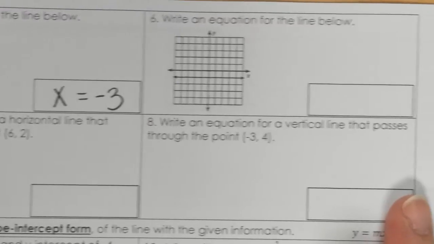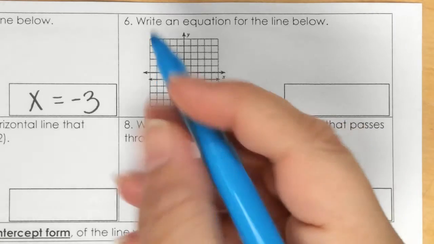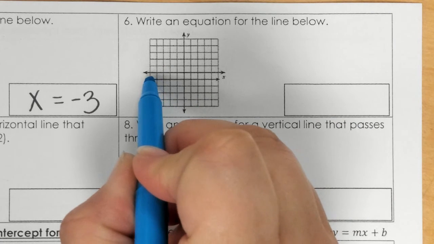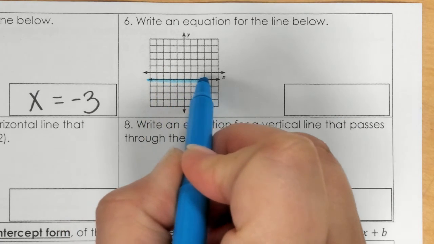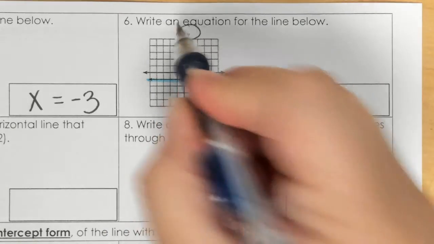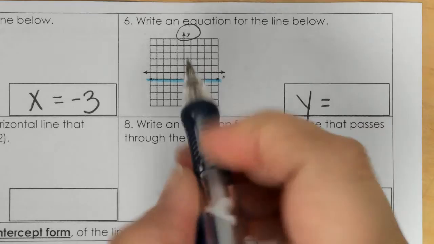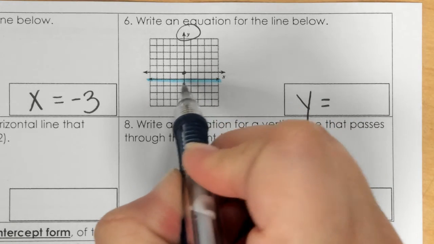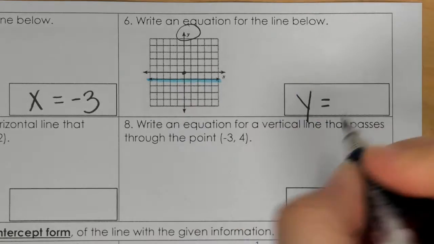In number 6, our line is below the x-axis, so it's right here. And it's crossing the y. Here's your origin, your center. So it's down -1.